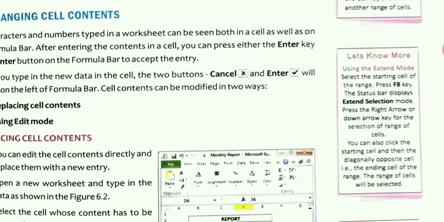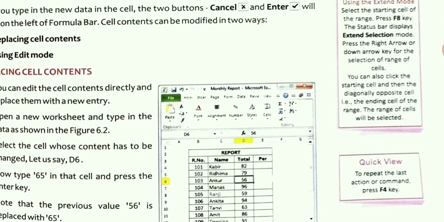Now changing cell contents. The characters and numbers typed in a worksheet can be seen both in a cell as well as on the formula bar. After entering the content in a cell, you can press either the enter key or the enter button on the formula bar to accept the entry. When you type in the new data in the cell, the two buttons cancel and enter will appear on the left of the formula bar.